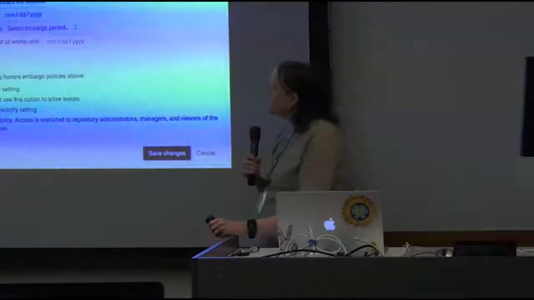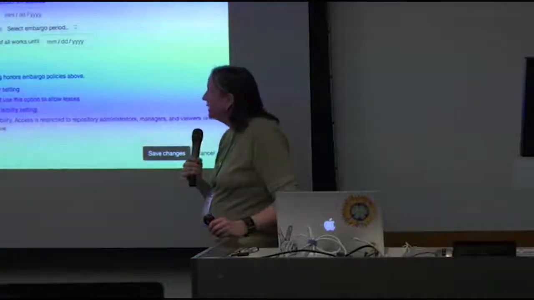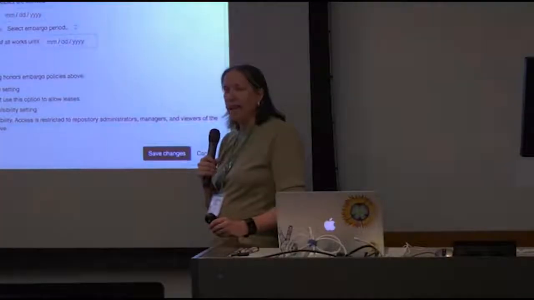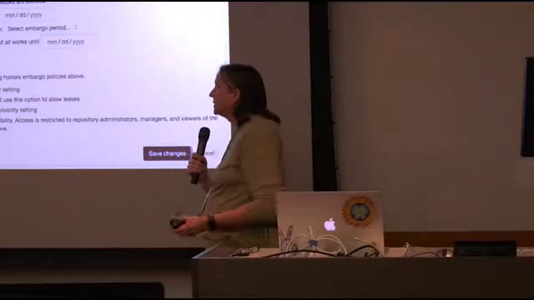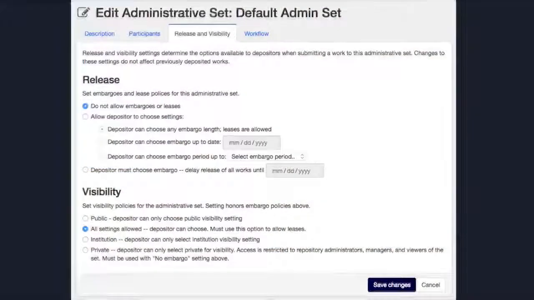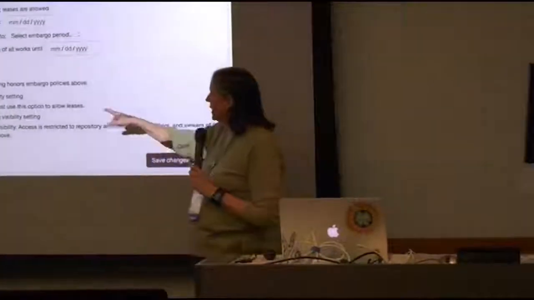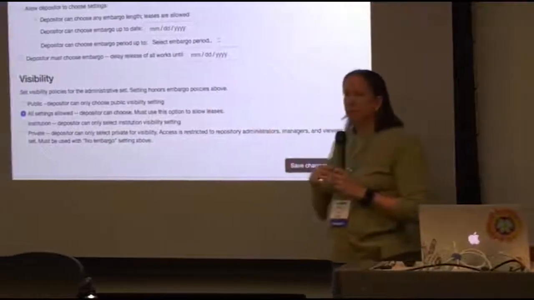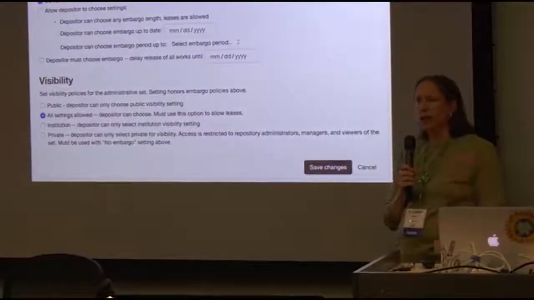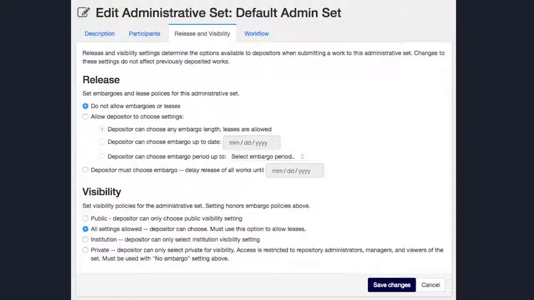So I did just want to point out, in order to make something where it can't have embargoes and leases, but it can set the regular visibility, this is what those settings would look like. So it's this top one that makes it so it's not embargoes and leases. That's what makes it so those options don't show up when they try to create a work. And this one is the one that lets them have all the choices of public, private, and institution.